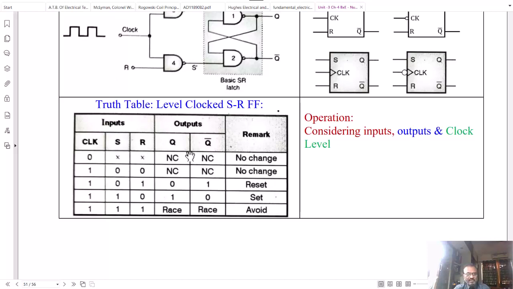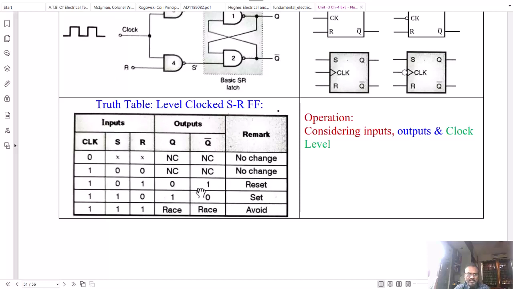So when clock is 0 and S and R both are in don't care condition, the output of the SR flip-flop remains constant in the previous state. So there is no change in the output Q and Q bar. When clock is 1 and S and R both are 1, then also there is no change in the output. When clock is 1 and R input is 1, the Q output will be 0 and Q bar output will be 1.